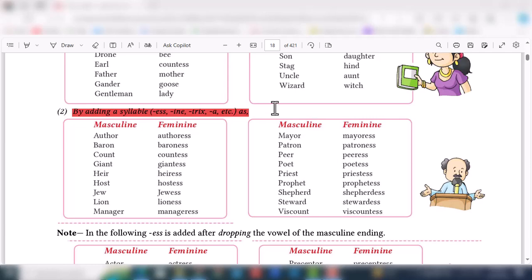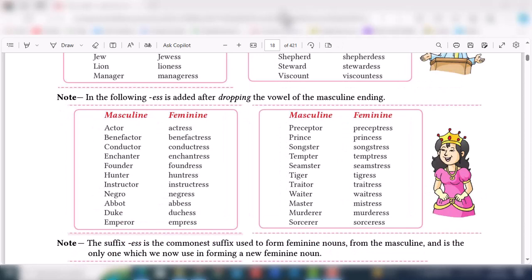So how can we form all these? Another concept here is that in these tables we have to use ESS by dropping the vowels first. For example, actor: we drop the O and then add the ESS. The vowel should be omitted and then ESS added. Like founder, foundress; hunter, huntress; instructor, instructress; actor, actress; tempter, temptress; tiger, tigress. All these are formed from masculine to feminine.